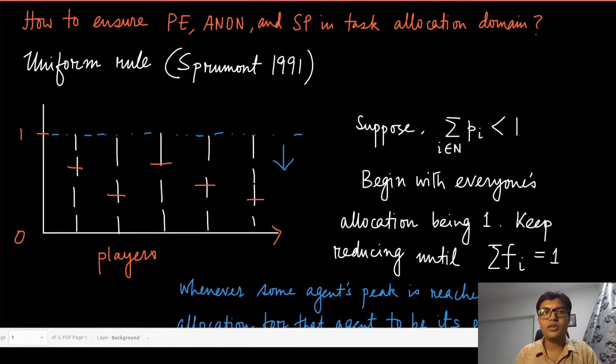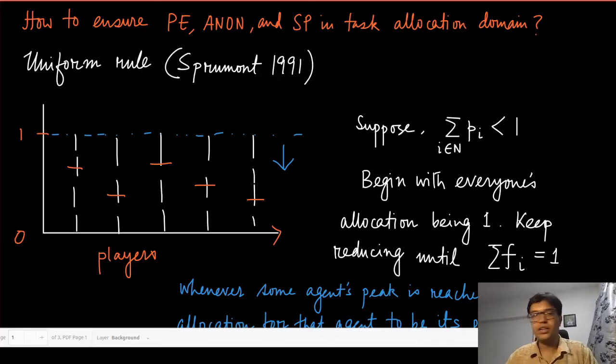In the task allocation domain, we were looking for a mechanism which is Pareto efficient, anonymous, and strategy proof. And in this module, we are going to give a very interesting mechanism which is known as the uniform rule. This was proposed by Sprumont way back in 1991. And here is the mechanism which is very interesting.